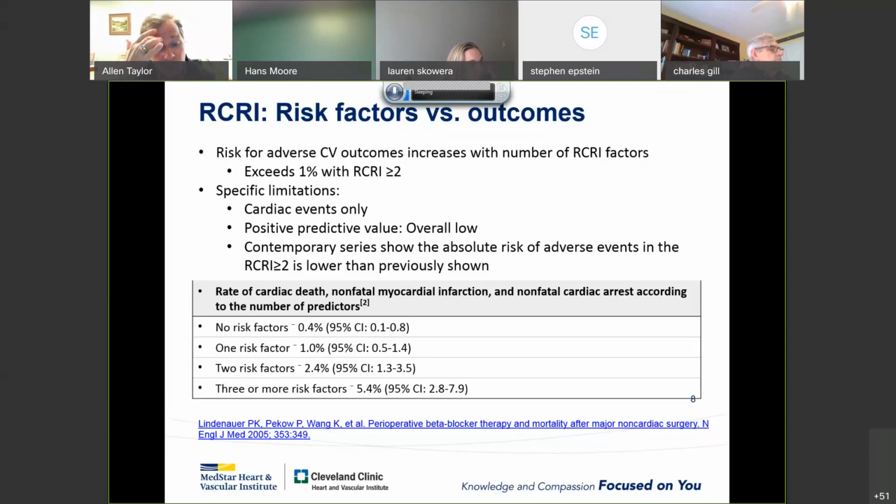If you look at the table below, this is an external analysis of the predictive value of the rates of cardiac death, non-fatal MI, non-fatal cardiac arrest, according to the number of predictors. And if you're 2 or more factors, it's a 2.4% risk, meaning 97.6% of patients will get through surgery without an event. And 3 or more is still only 5.4%. And these rates are felt to be going down over time. That is, surgery is safer and safer with modern anesthetic techniques and so forth. So it's a starting point, but it's really now 20 years old.